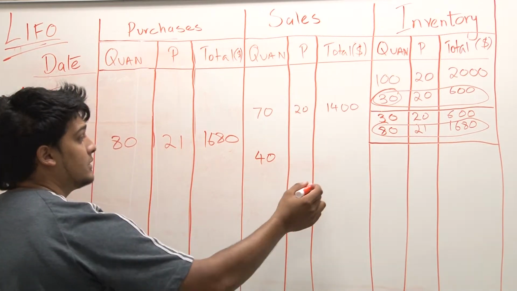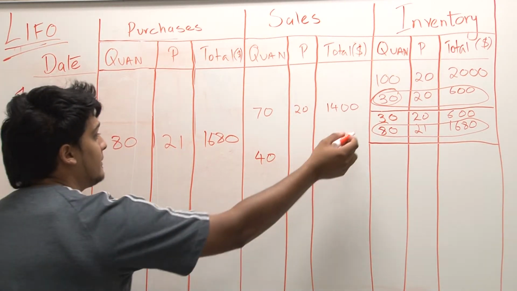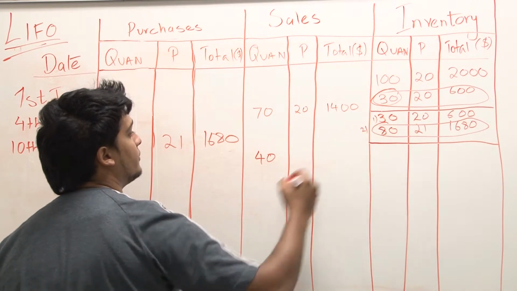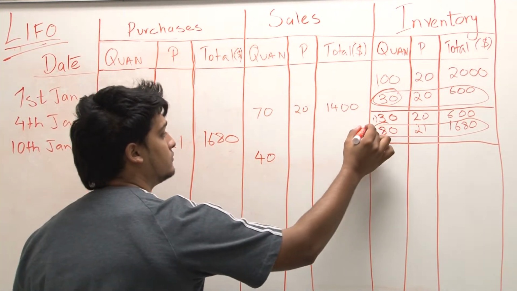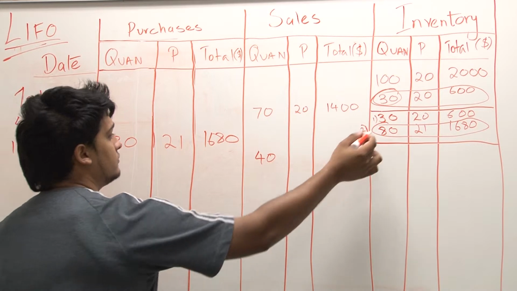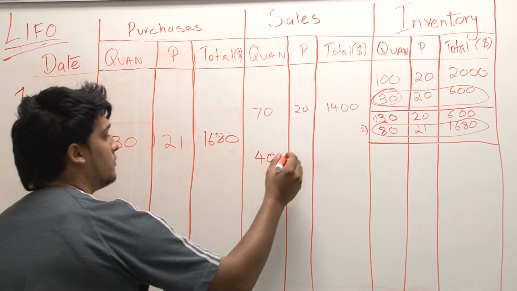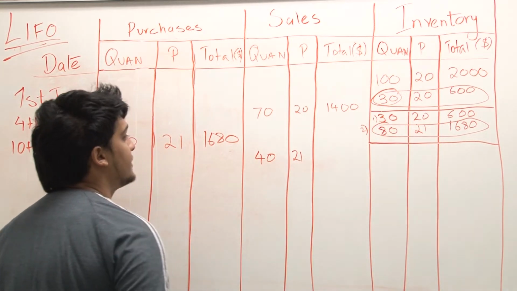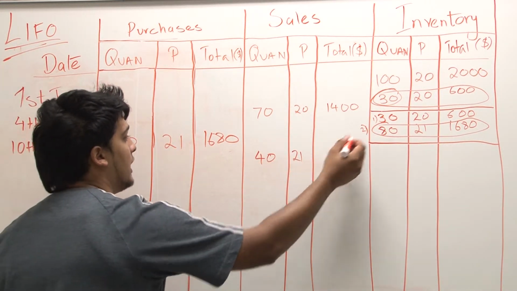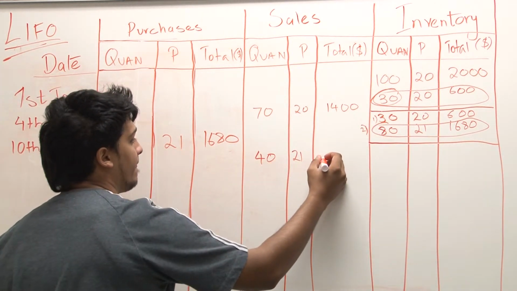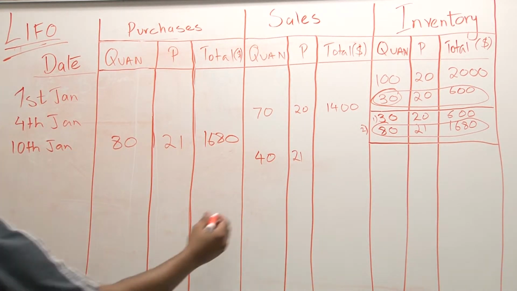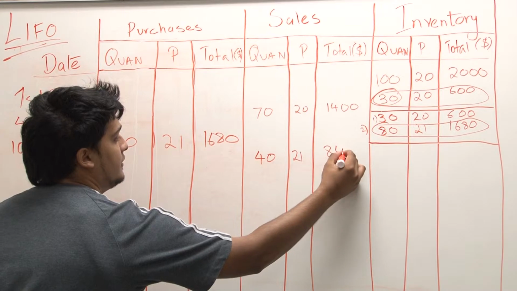This time I have 40 cameras because I'm looking at my last stock. I'm not looking at my first stock. Stock 1, stock 2. I take off 40, but I'm going to price him at 21 because I'm touching my second stock, my last stock. My last stock comes out first. So over here, I'm going to have a price of $840.